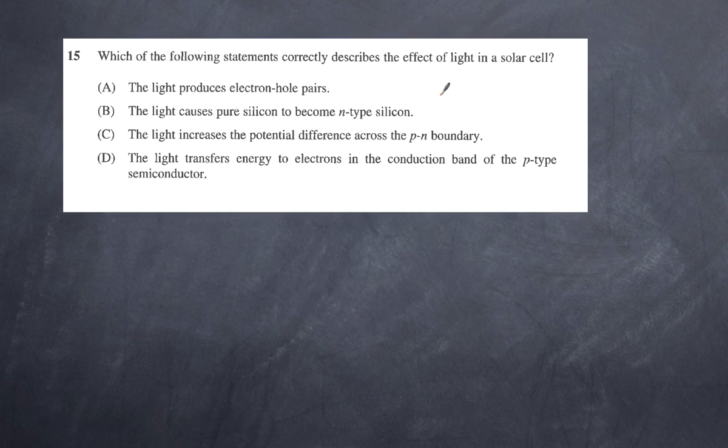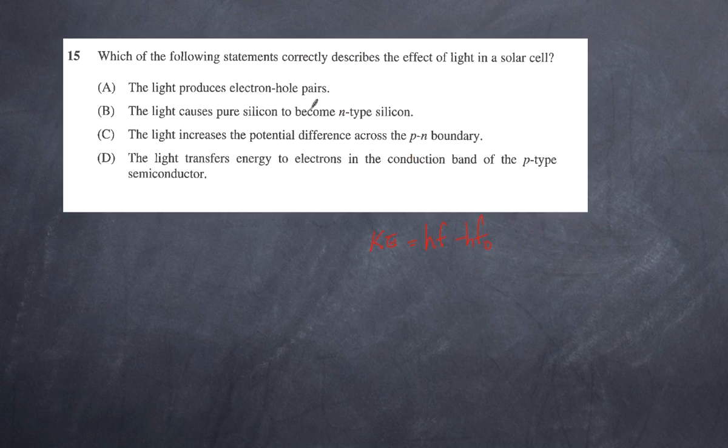So question number 15. Which of the following statements correctly describes the effect of light in a solar cell? Well, all of this is about the photoelectric effect, of course, so that as long as the energy is greater than the work function, hf minus hf naught, then the electrons are emitted. And so if we're talking about a solar cell, we also know that we have some semiconductor material. So the question is which statement is correct?